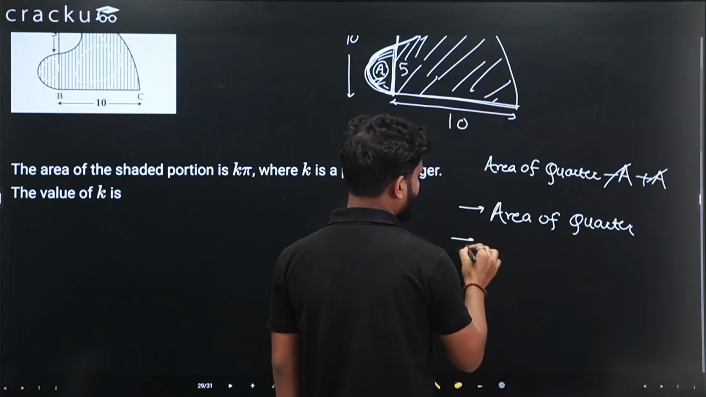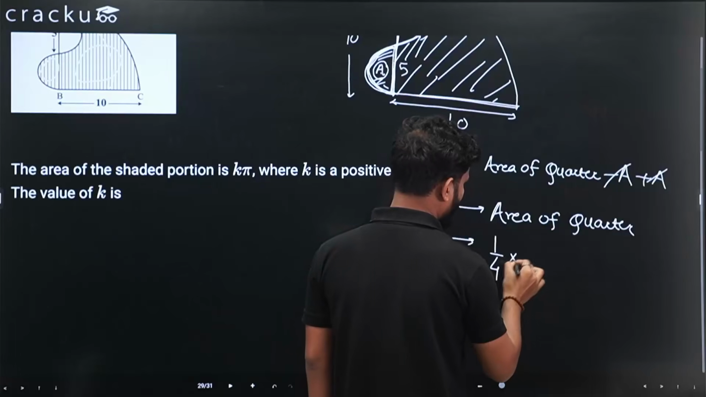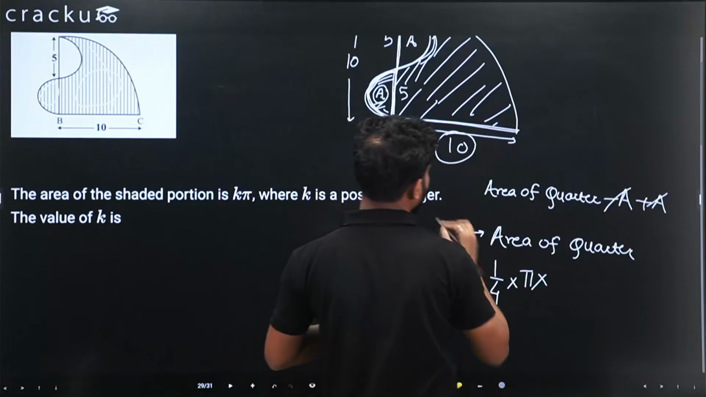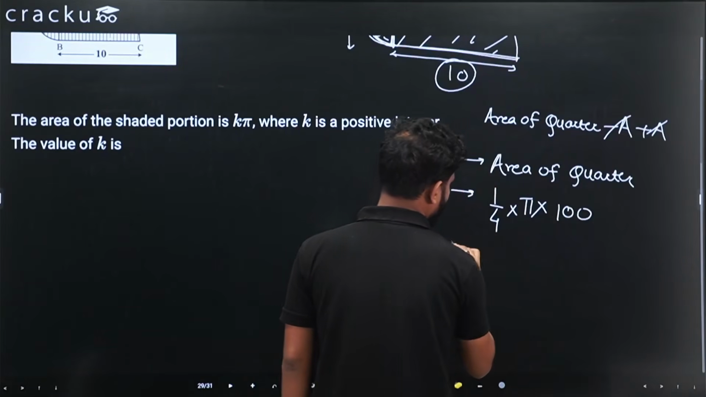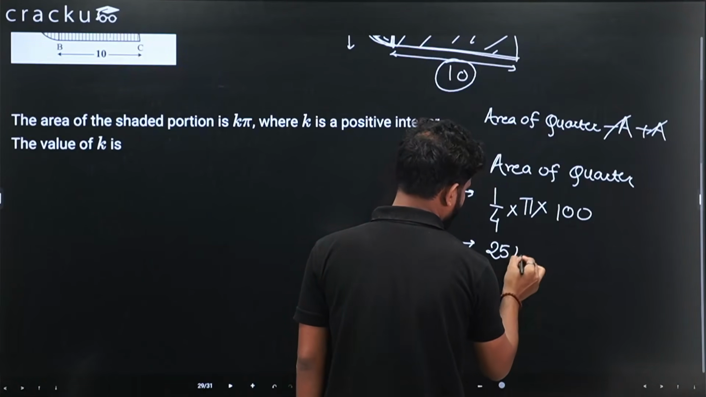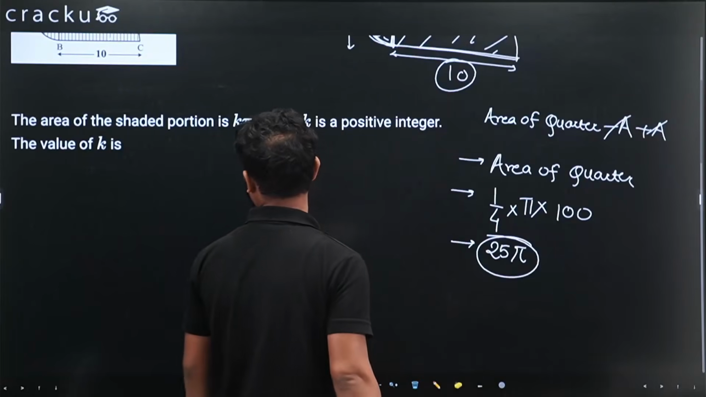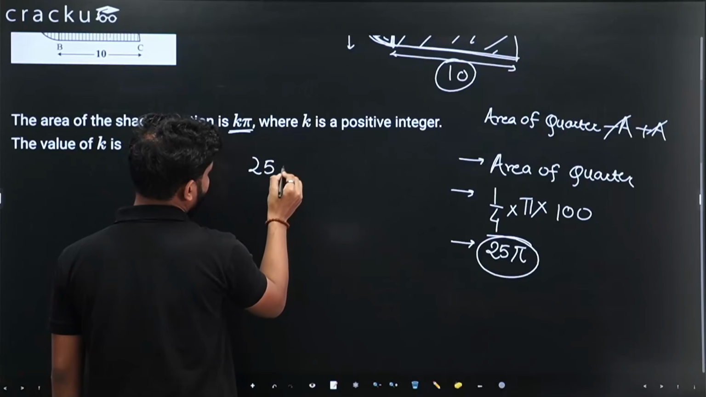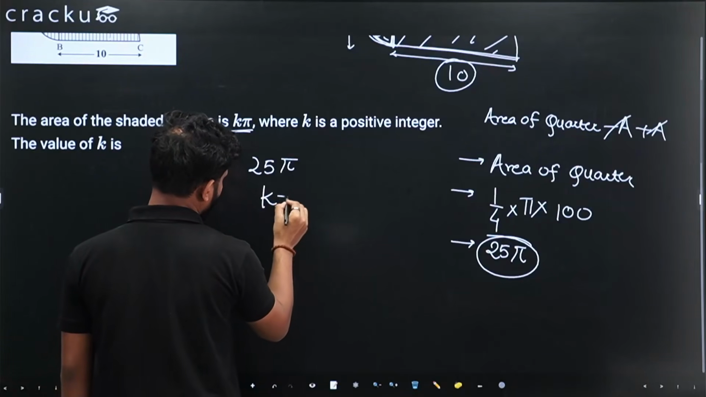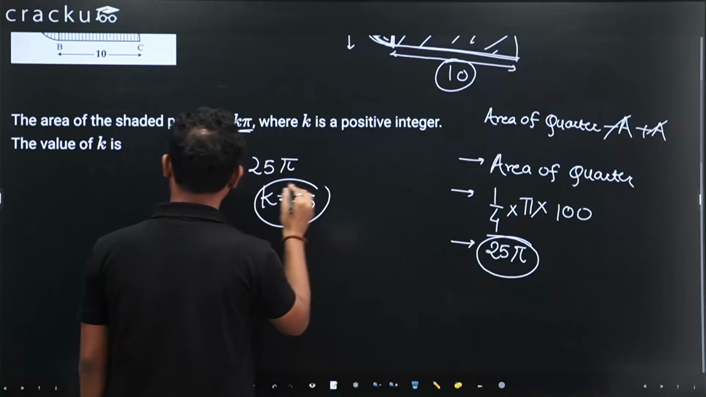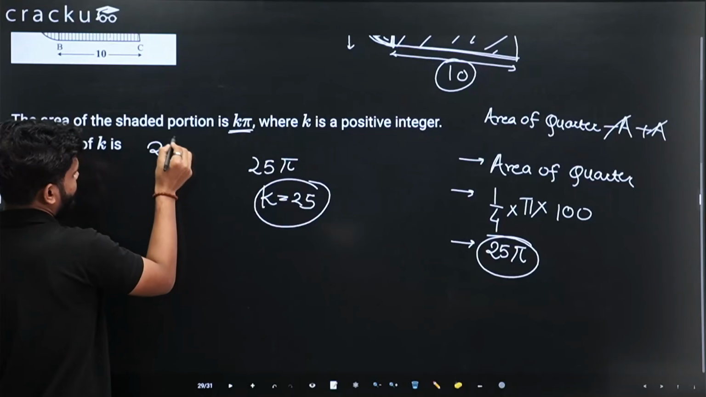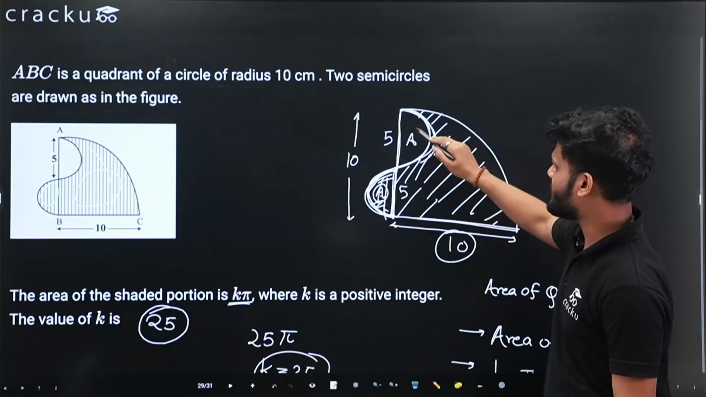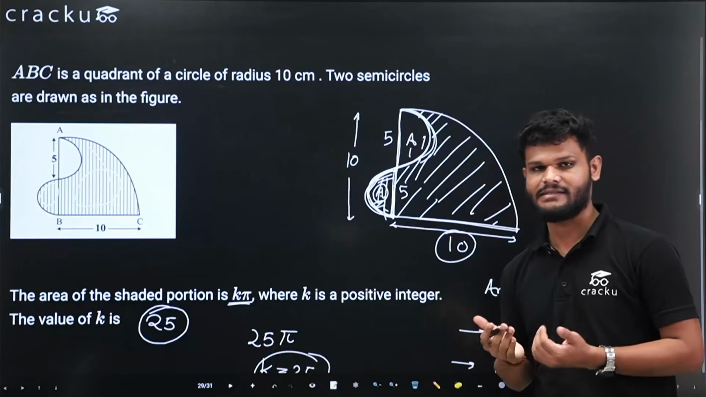And what is the area of the quarter? It is 1 by 4 into pi into r square. R is the radius of the quarter, which is 10, squared. This is 100, and this will be 25 pi. Correct? So the area is given as k pi, which is 25 pi. So k is 25. So the answer to this question will be 25. This is how you can solve this question. You don't even need to find the separate area for these two semicircles. Anyway, they will get cancelled.